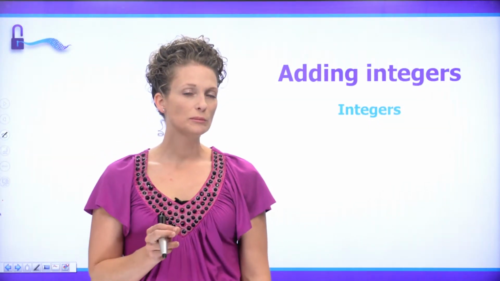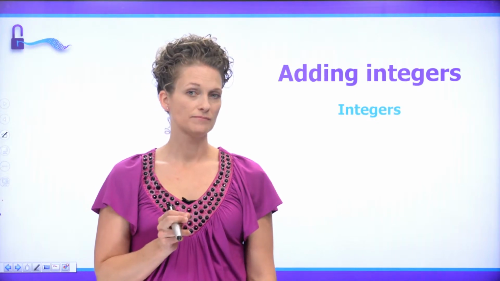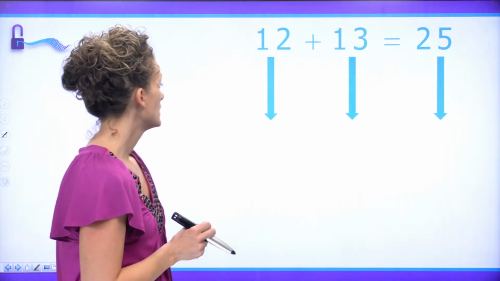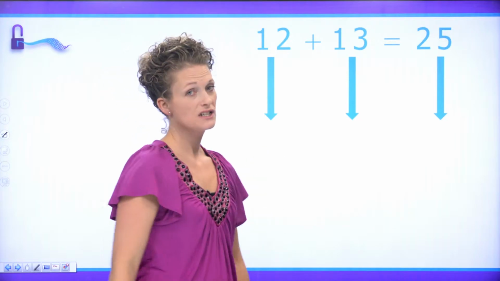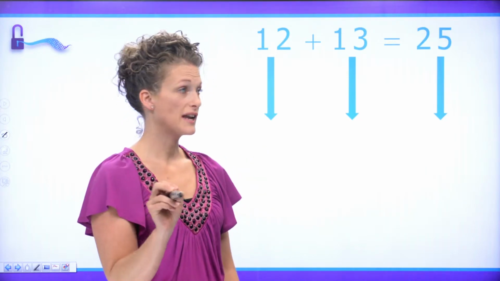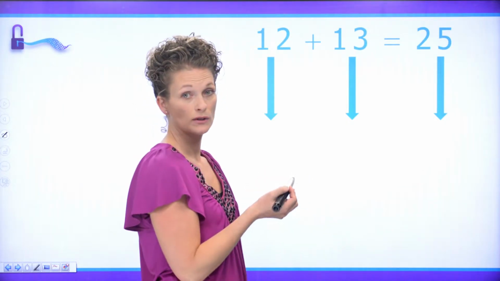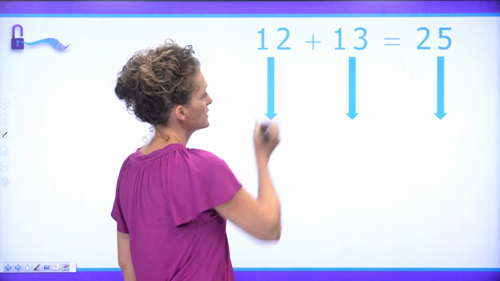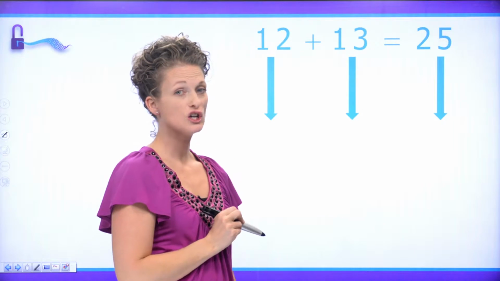Let's learn a little bit about adding integers. 12 plus 13 equals 25. Did you know that each of those numbers has a particular name? When we're talking about a sum or adding, the numbers that you are adding are called addends.